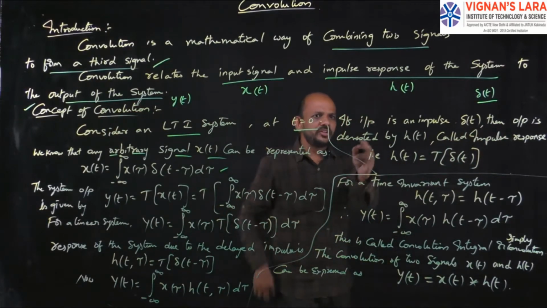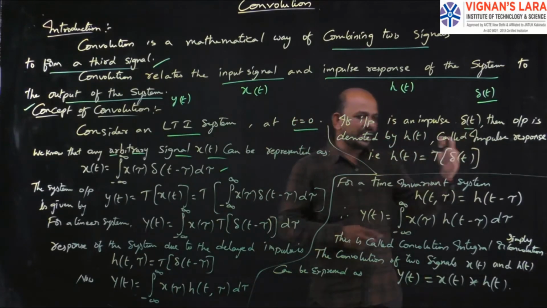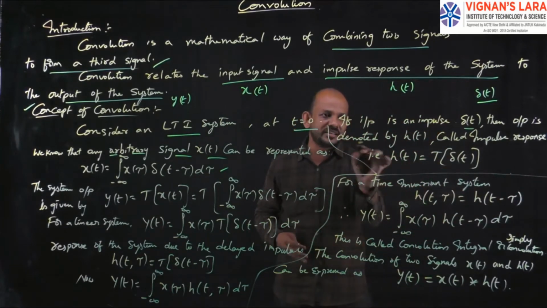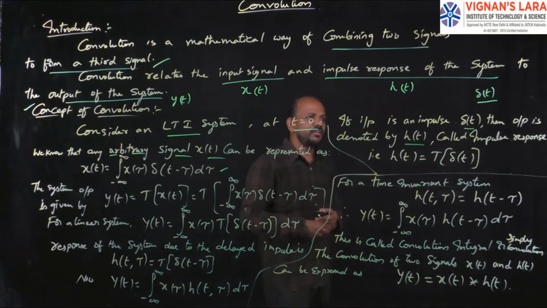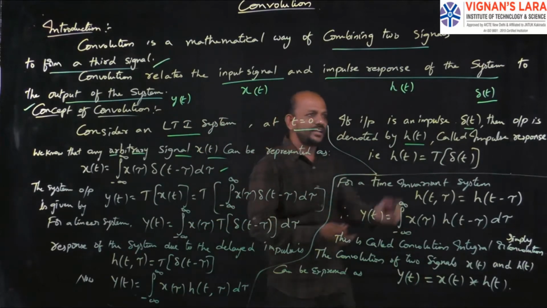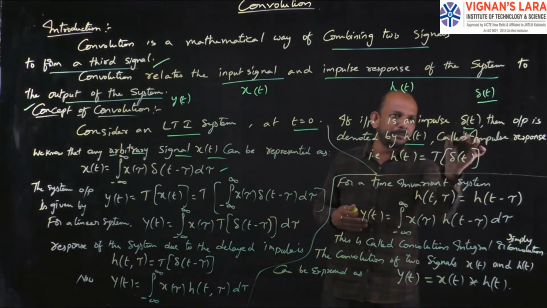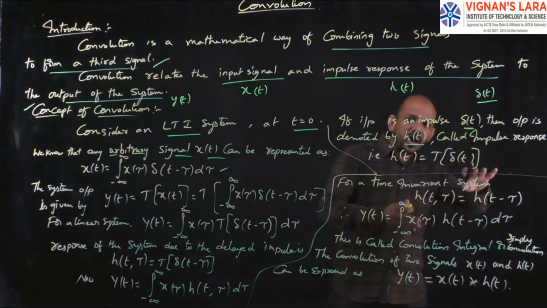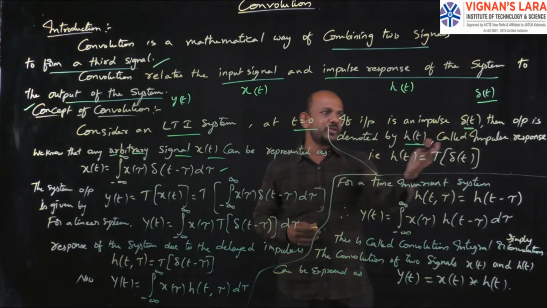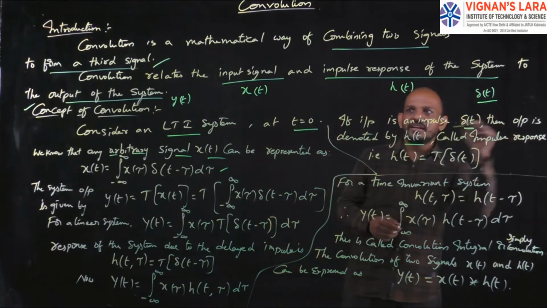I already explained. If the input for a system is a unit impulse del of t, then the output or the response produced by the system is nothing but the impulse response, and that is denoted by h of t, called impulse response. If the input of a system is an impulse del of t, then the output of the system is denoted by h of t, simply called the impulse response of the system. So consider a system.